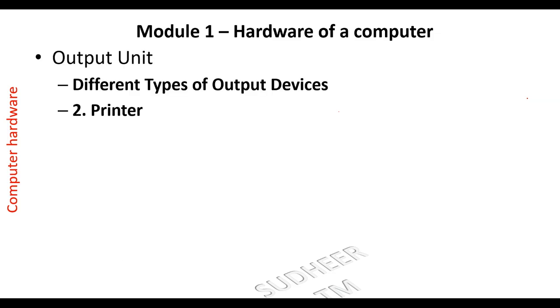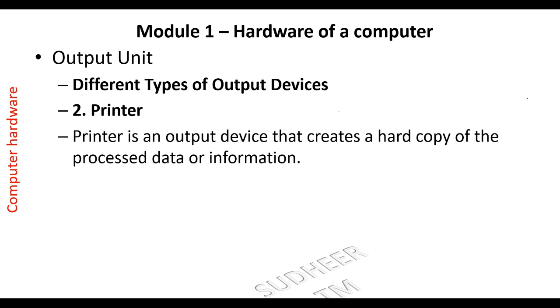The second output device is the printer. Just for covering the syllabus. A printer is an output device that creates a hard copy of the processed data or information.